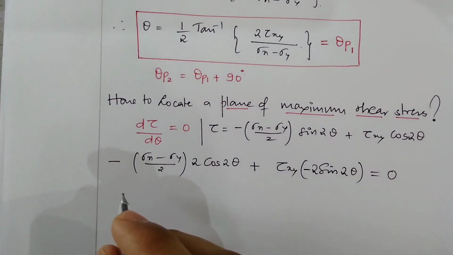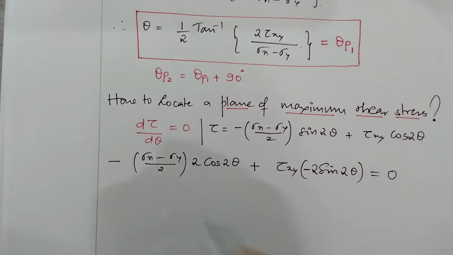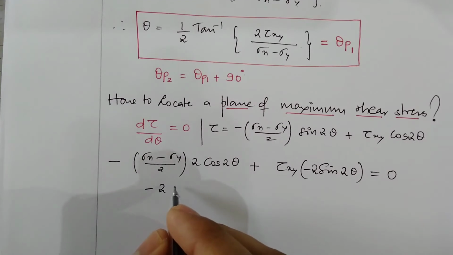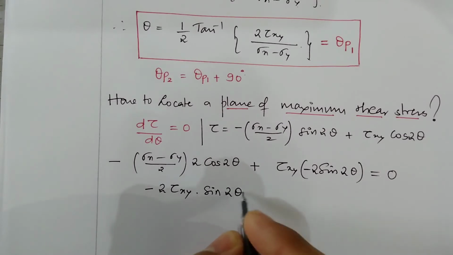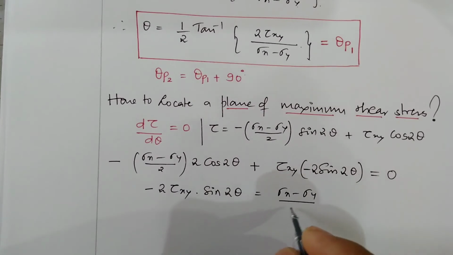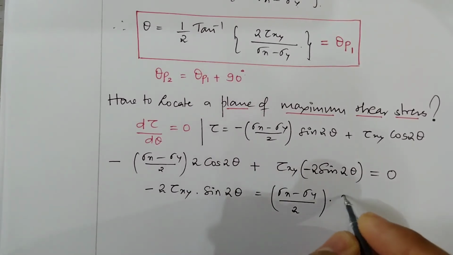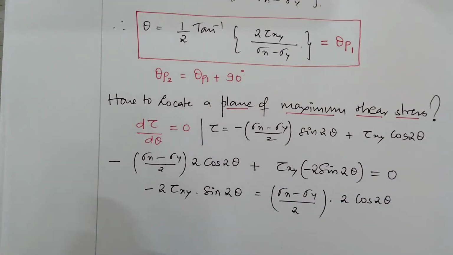If I proceed further, I'll take this term towards the right side. So here you have minus. So minus 2 tau xy into sine 2 theta is equal to sigma x minus sigma y divided by 2 into 2 cos 2 theta. This is what I am getting. Right? So thereafter, this 2 and this 2 you can cancel.